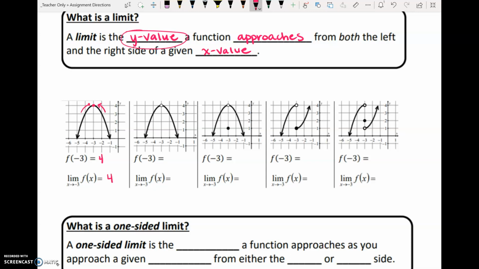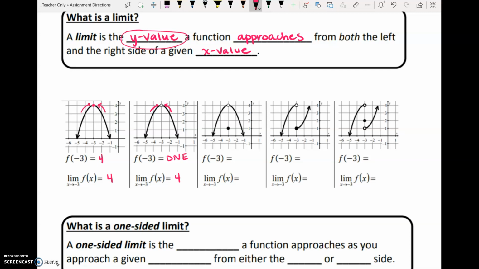In the second one, f of -3 doesn't exist. There's a hole there, which we can say DNE for does not exist. But the limit, as we look from the left and from the right, what's happening around that point is still the same. So the limit as x approaches -3 is still 4.